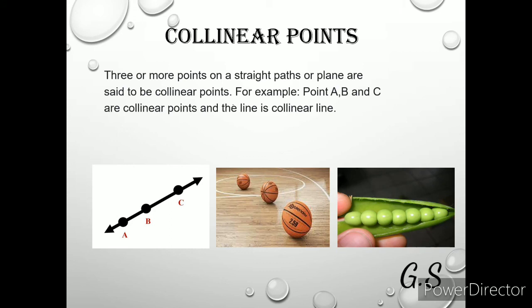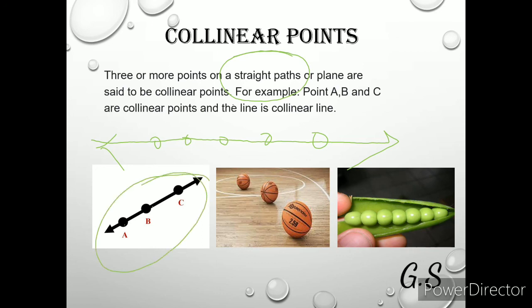Now collinear points. What are collinear points? Three or more points on the same straight path. If we draw 3 or 4 or 5 points on a straight path, they are known as collinear points, and this line is known as a collinear line. So points A, B and C are collinear points. If we mark the line as L, we say that line L is a collinear line, and points A, B, C, D and E are collinear points.